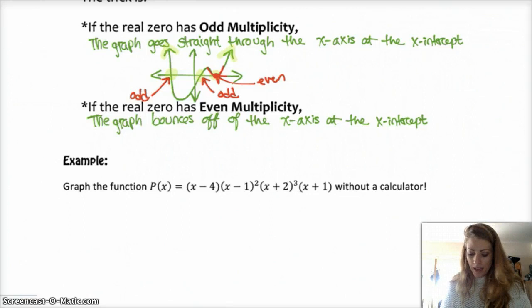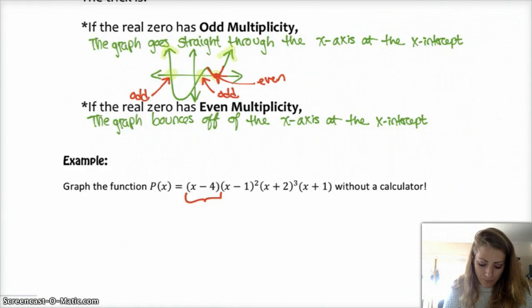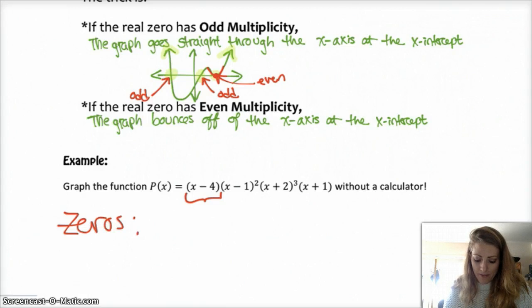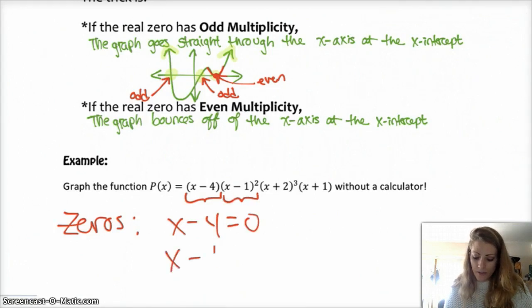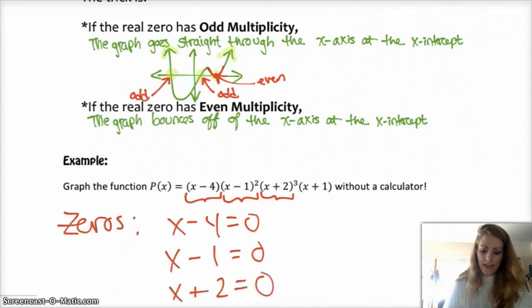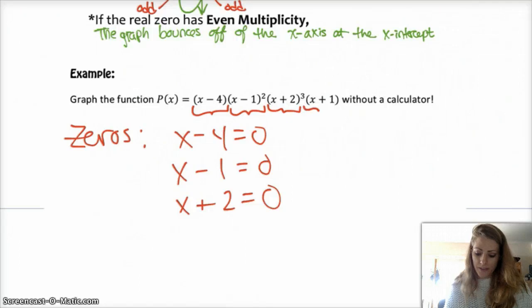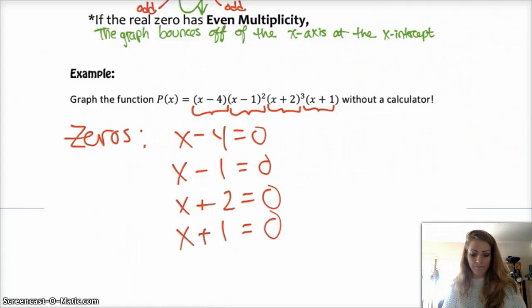So, step 1, find the intercepts. Okay, here we go. Since I already have it in factored form, all I have to do is set all of the factors equal to 0 to get my x-intercepts, to get my zeros. So let's write my zeros or my x-intercepts. I set x minus 4 equal to 0. I set x minus 1 equal to 0. I set x plus 2 equal to 0. And I set x plus 1 equal to 0. Okay, as long as it's in completely factored form, you can do that.